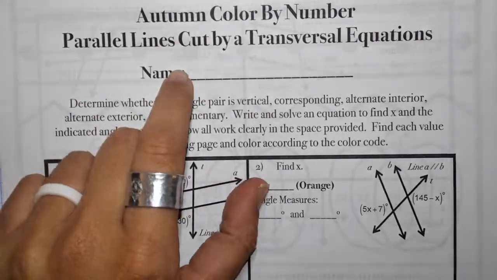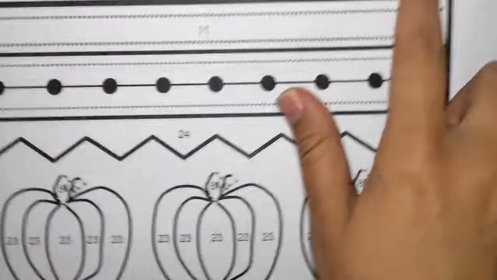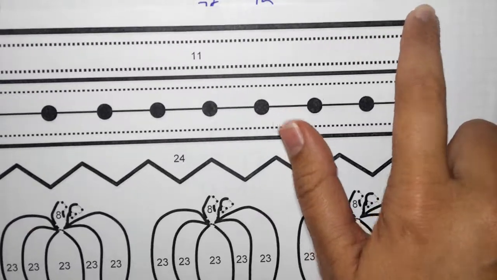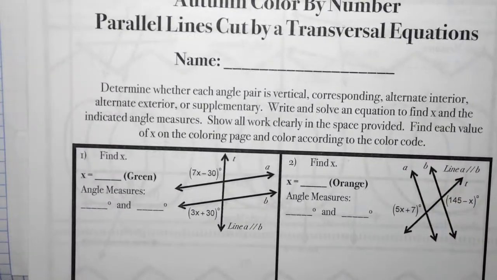I want you to put your name right here. On this page, I want you to put your number in the top right hand corner. Put your name on the first one, your number in the top right hand corner. Now, stop. I'm trying to teach.